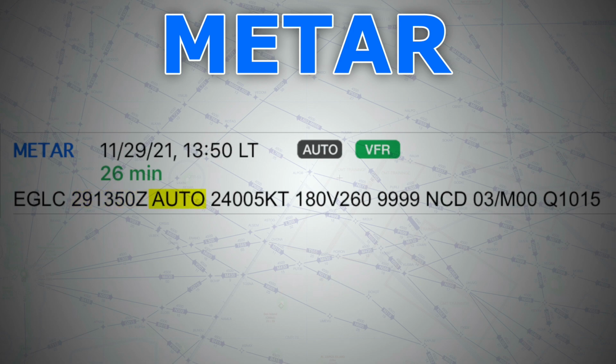Next, AUTO. AUTO signifies the report was issued automatically. The data is collected automatically from various components and measuring devices and published again automatically without the need of a human forecaster. Alright?